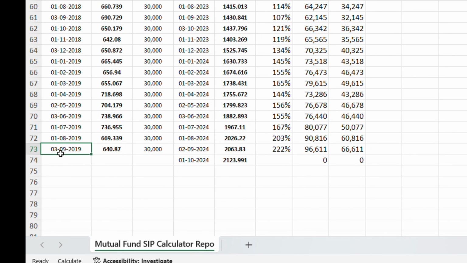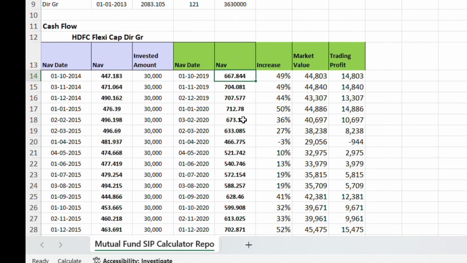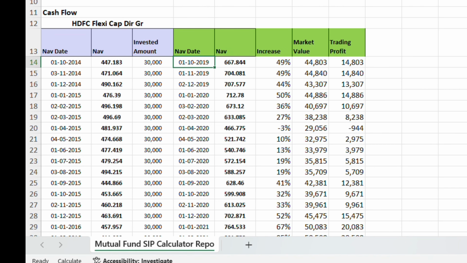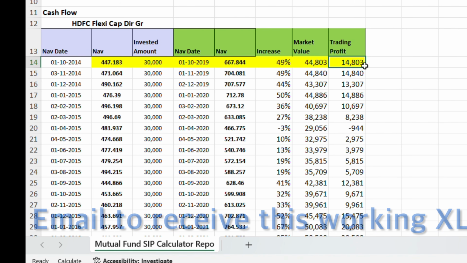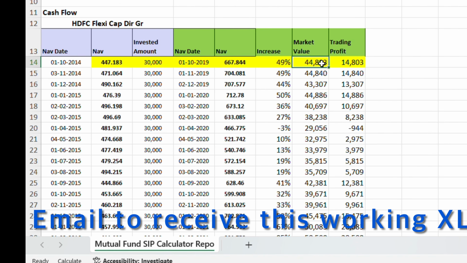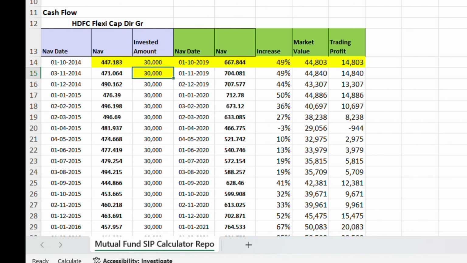At the end of 5 years, you come and look at the units that you purchased in the very first month. Here, the NAV has grown from 447 to 667, an increase of 49%. And rupees 30,000 invested is now rupees 44,800, a profit of 14,800. You take this profit out and you reinvest the original capital, which means your further SIP is being funded by your old investment itself. No new money is required.